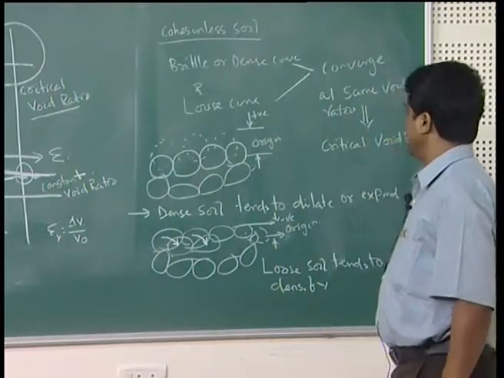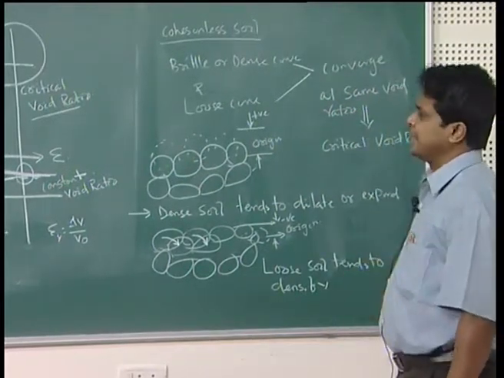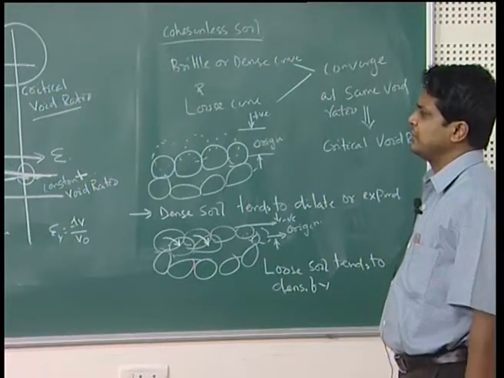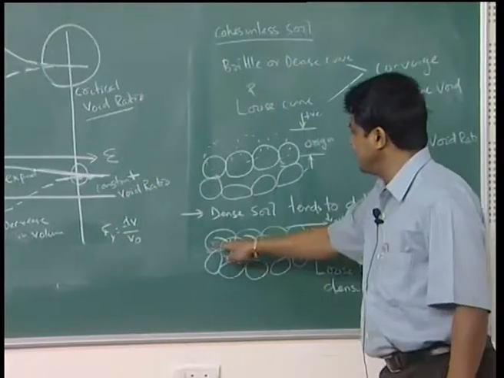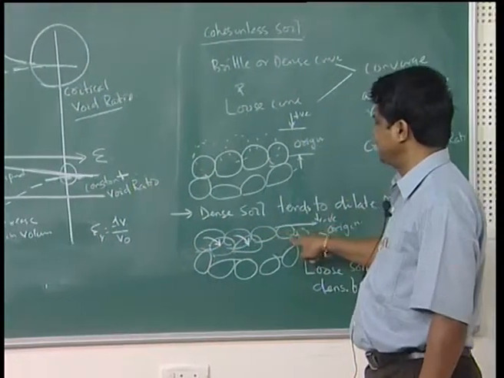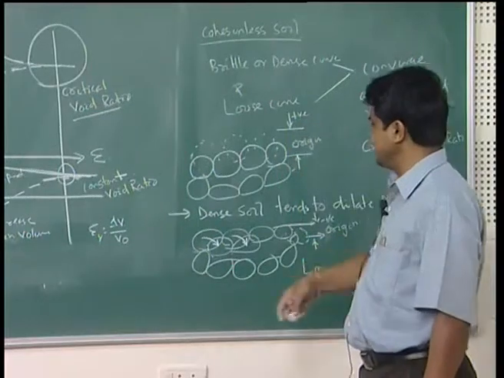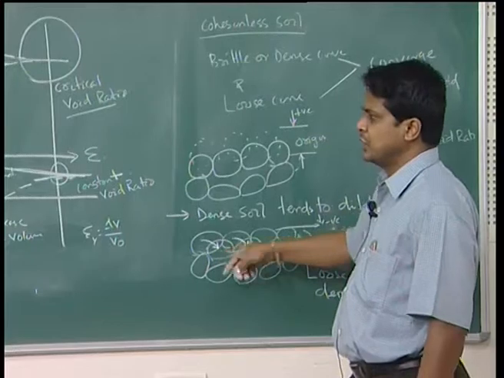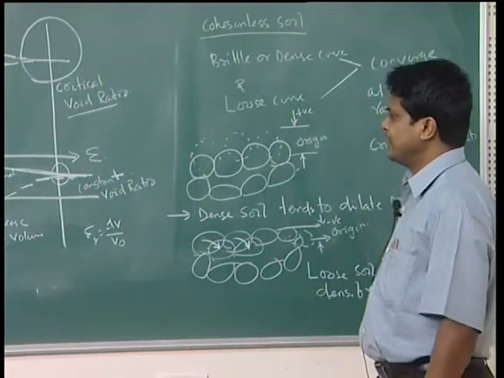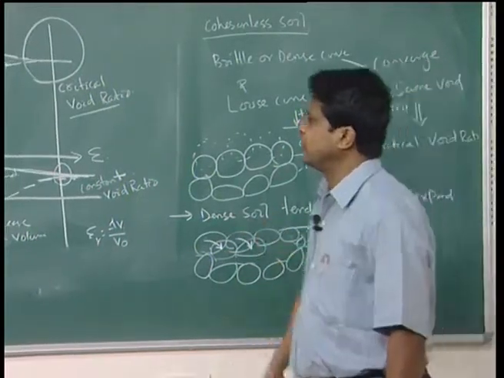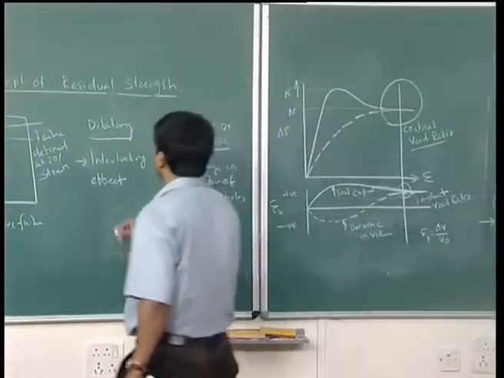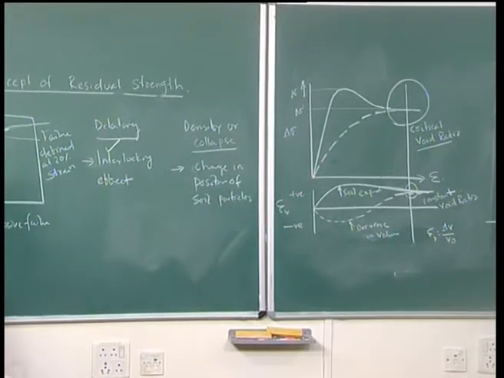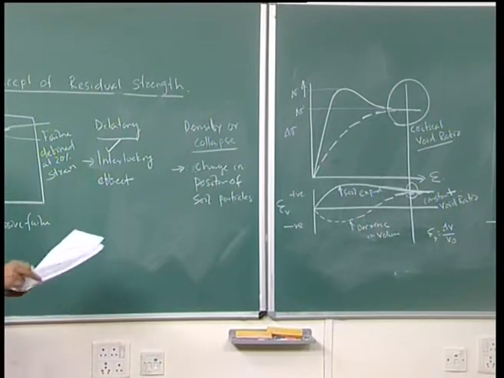The moment you say that soil tends to densify, densify means it tends to collapse, that means change in position is going to happen. The particles will change their own position from the original position. So, decrease in volume will be there. So, these are the two things. Dilatancy means interlocking effect, or densification or collapse means change in position of soil particles.